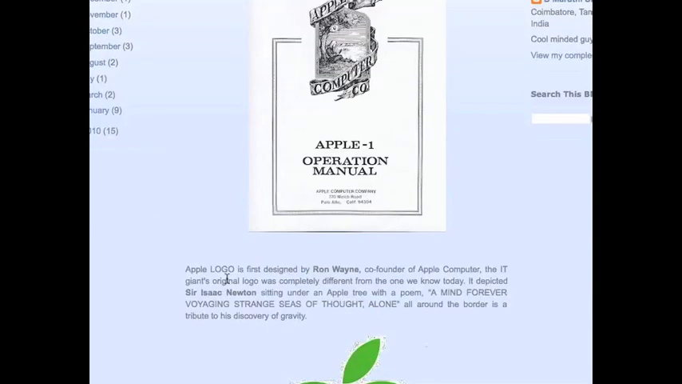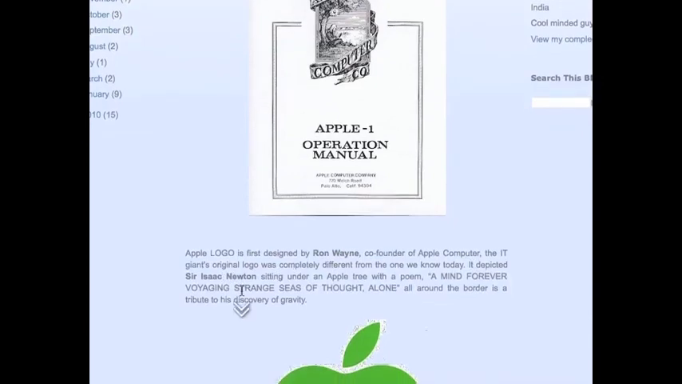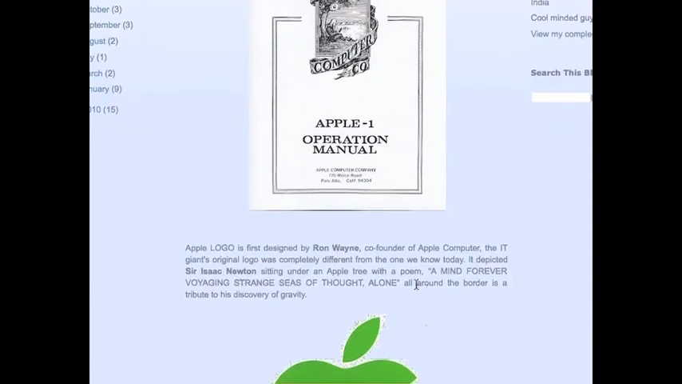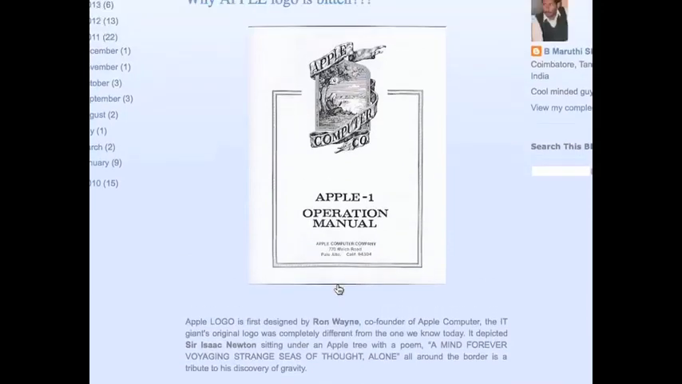And it says here, Apple logo first designed by Ron Wayne, co-founder of Apple Computer, blah, blah, blah. It depicted Sir Isaac Newton sitting under an apple tree with a poem. All right. A tribute to his discovery of gravity. Well, that backstory is bullcrap. But how far back do you want to go? I can't think of a more bullcrap story than the whole Sir Isaac Newton backstory about an apple landing on someone's head and him coming up with the idea that there must be this force called gravity, then starting to work out the mathematical models.